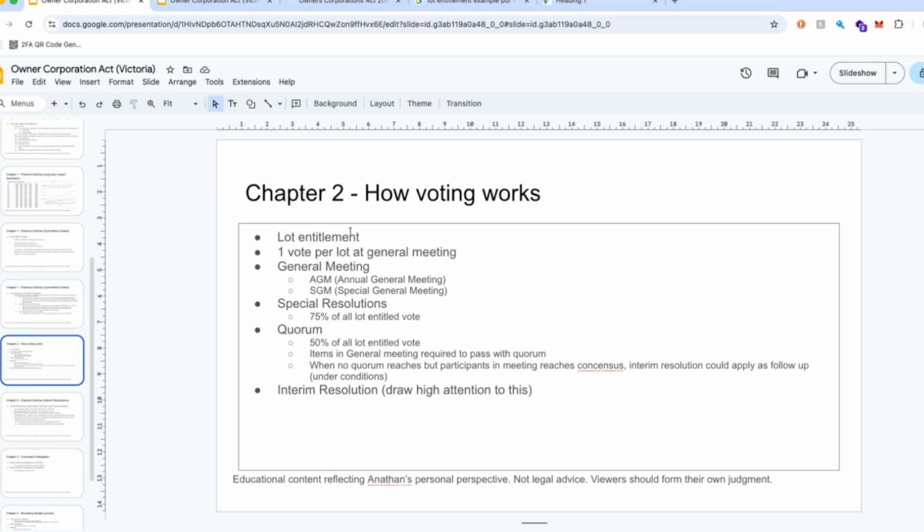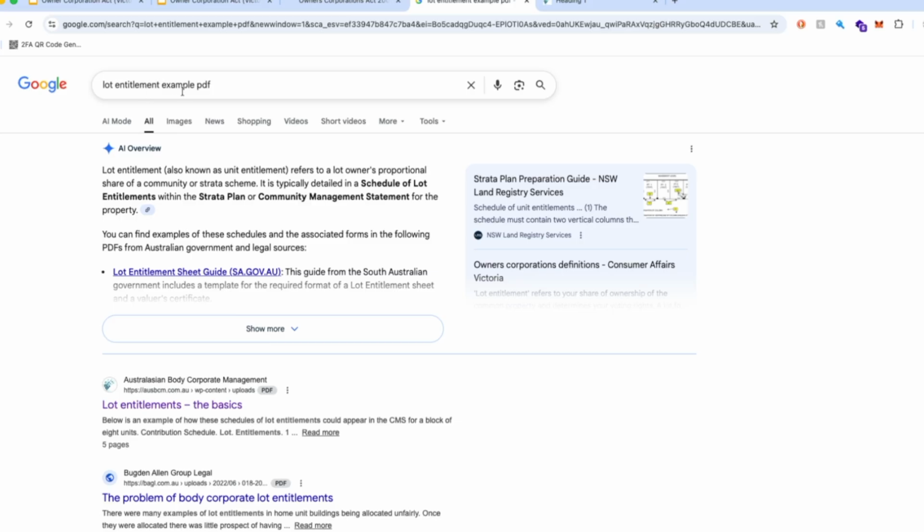So when you become a part of an OC, like when you purchase a property and that property is a part of an OC, there will be a lot entitlement. Basically, entitlement is how much proportion of the overall OC entitlement this lot will have. As an example, I've just gone to Google and searched for a lot entitlement PDF, and this is the example you can open.